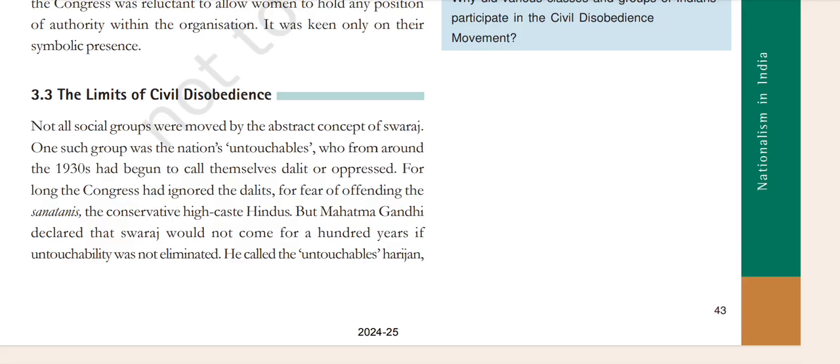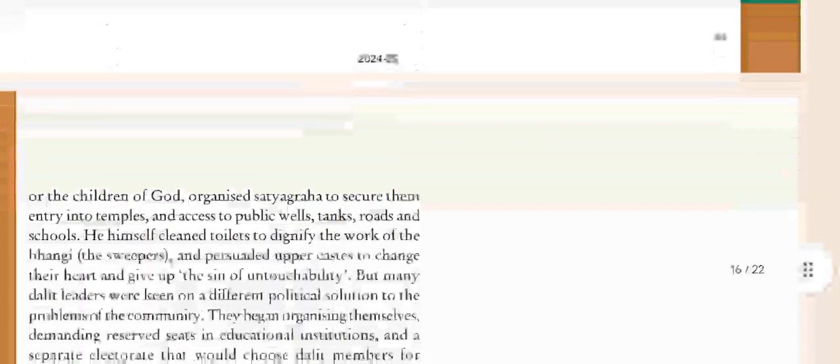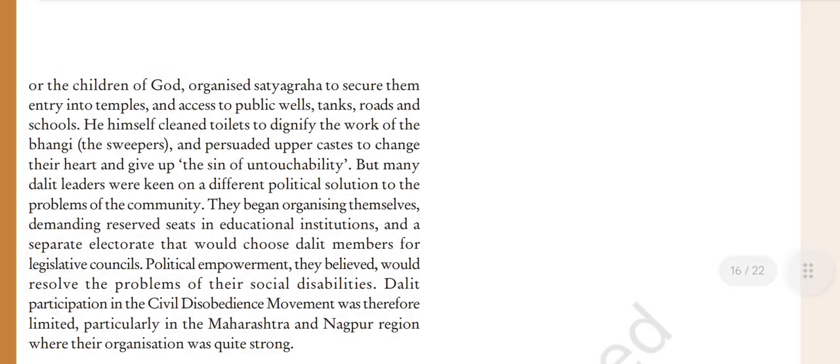But Mahatma Gandhi declared that Swaraj would not come for 100 years if untouchability was not eliminated. He called the untouchables Harijan, or the children of God, and organized satyagraha to secure them entry into temples and access to public wells, tanks, roads, and schools. He himself cleaned toilets to dignify the work of the Bhangi, the sweepers, and persuaded upper castes to change their heart and give up the sin of untouchability.